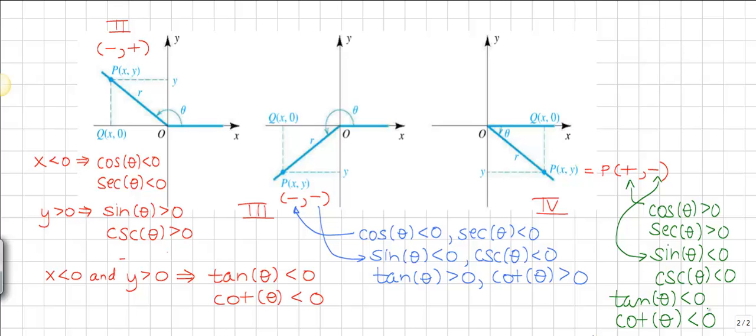So I hope this makes sense in terms of angles that land in these quadrants. They're going to have distinct positive or negative trig function values based upon the position of the point on the terminal side of the angle.